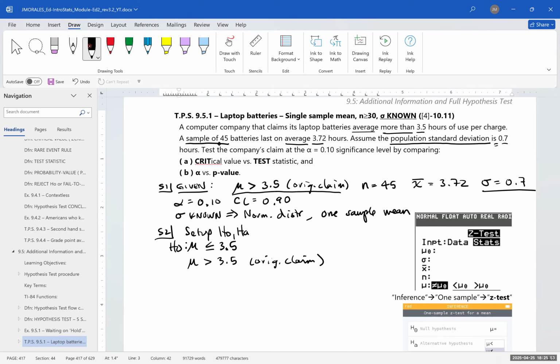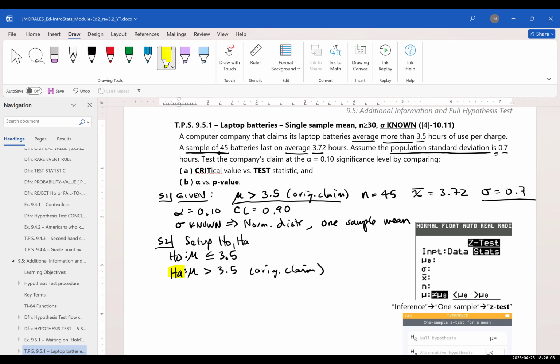Now, the alternate hypothesis will tell us if we're dealing with a left-tailed, right-tailed, or two-tailed distribution. And what we can see here is that if we were to make an arrow out of this, it's pointing to the right. So this is going to be a right-tailed distribution.